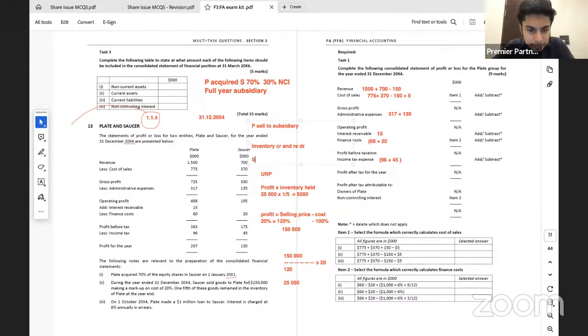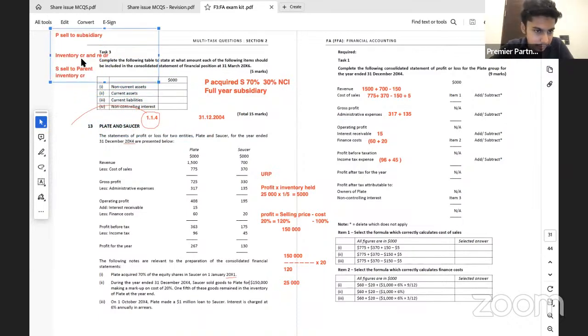Likewise, if the subsidiary is selling to parent, what is the double entry for URP in accounting? The double entry will be like this. Inventory credit, retained earnings debit, percentage. What is this percentage? According to the parent percentage. And NCI debit, percentage according to this percentage.